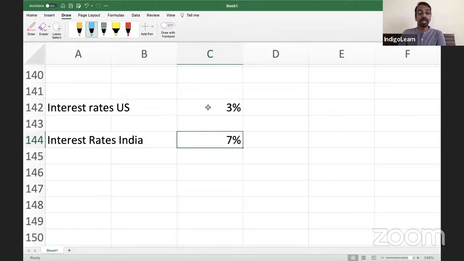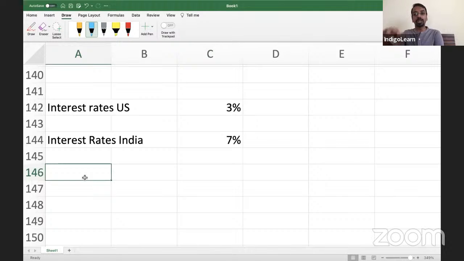The interest rate difference is there. But from the time you borrowed the foreign currency loan to the time you repay the loan, you have to pay an additional amount by way of exchange difference.